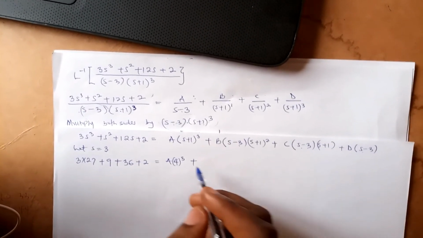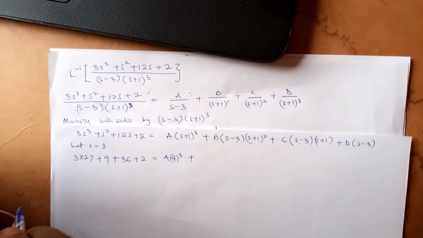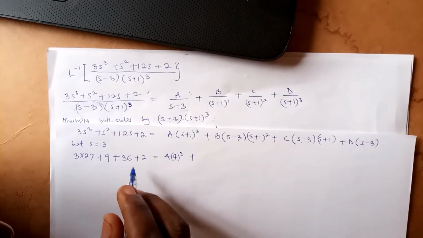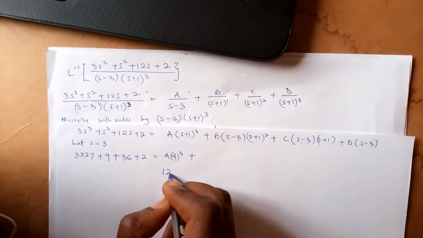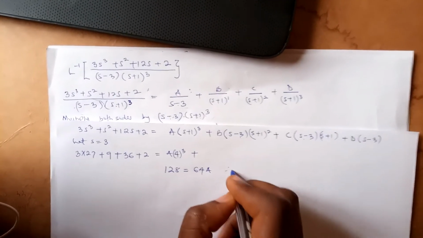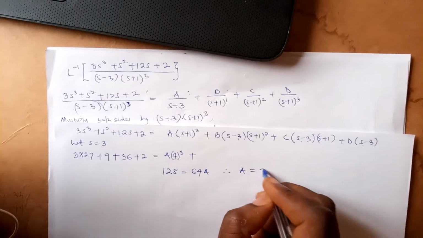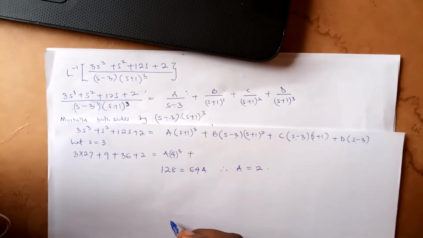So with this, we can find our a. So let us proceed. So if you do this one now, what you will notice is that when x is equals to 3, what we discover is 128 is equals to 64a. So from here, we can see clearly that our a is 2.